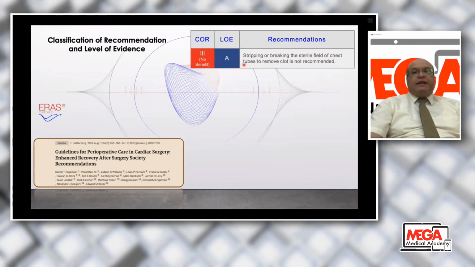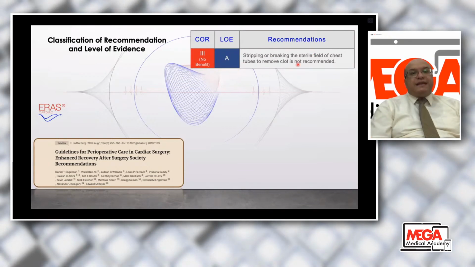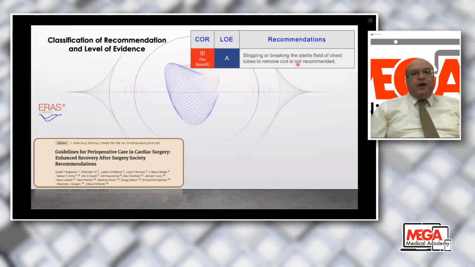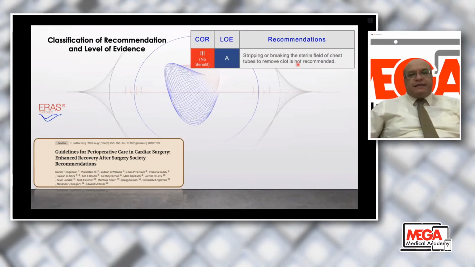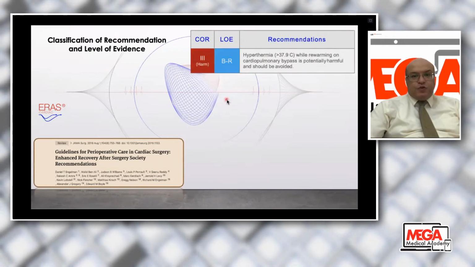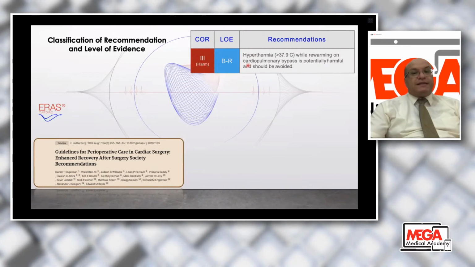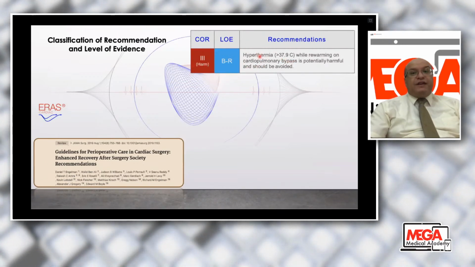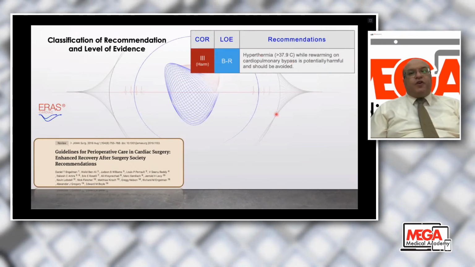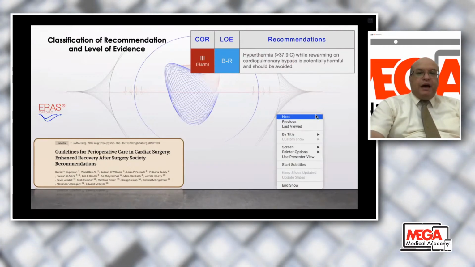And additionally, for this one at level 3, no benefit was shown with stripping or milking of the chest tube to remove clots or to stir the sterile area of chest tube insertion. There is no benefit from this practice, so we should avoid it. Also, there is a harm, which is based on randomized studies, meaning strong evidence: hyperthermia of more than 37.9 centigrade during rewarming after cardiopulmonary bypass is potentially harmful and should be avoided.